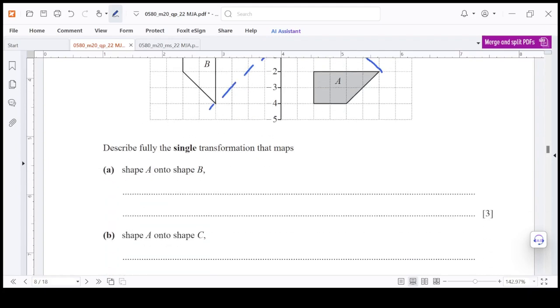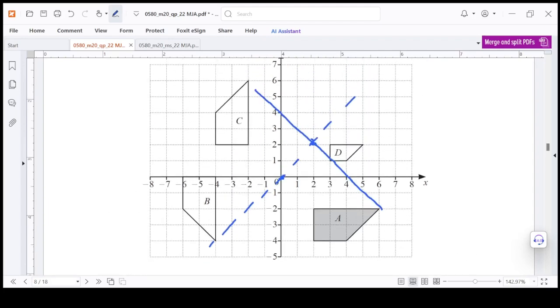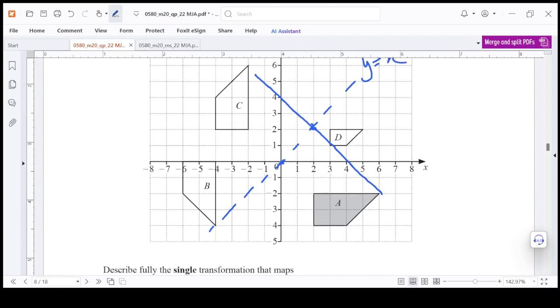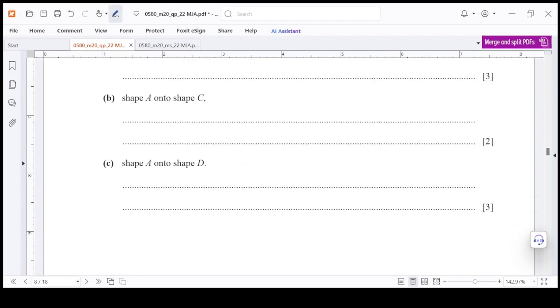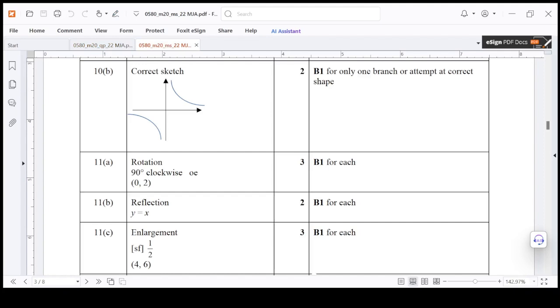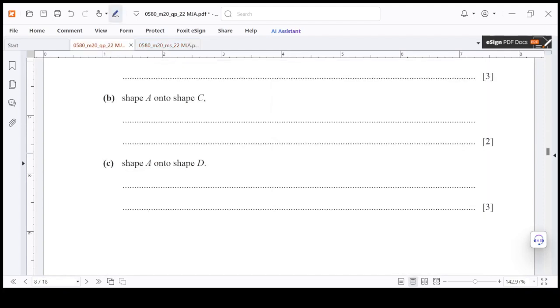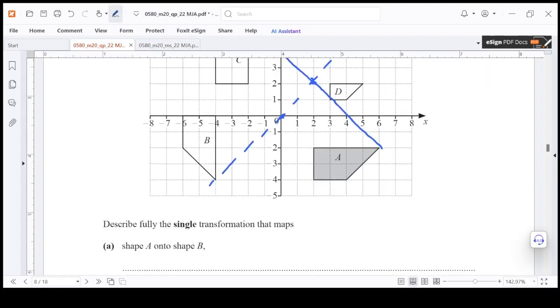And what we have to do? Shape A onto shape C. Okay, so it's a reflection on the line y equals x. So you write that reflection on line y equals x. Okay, let's check. Yeah. Shape A onto D.